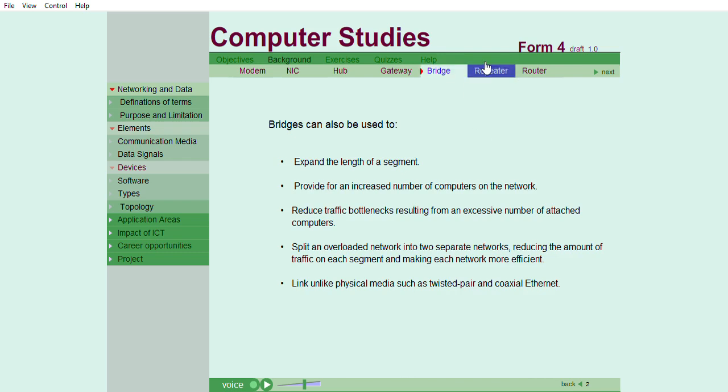Bridges can also be used to expand the length of a segment, provide for an increased number of computers on the network, reduce traffic bottlenecks resulting from an excessive number of attached computers, and split an overloaded network in two separate networks, reducing the amount of traffic on each segment and making each network more efficient.